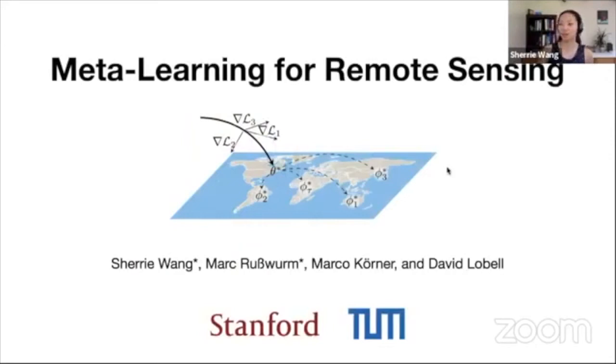My name is Sherrie, and I'm a fifth-year PhD student at Stanford. And today I'm going to talk about meta-learning for remote sensing, which is, we were just talking about transfer learning in the previous talk, and this is one way to explicitly optimize a neural network for transfer learning.